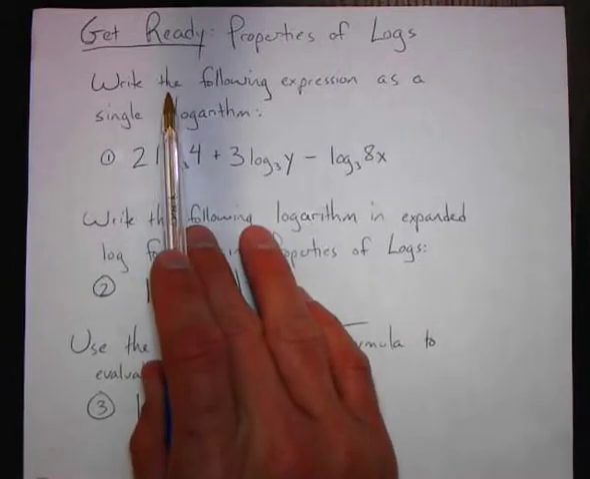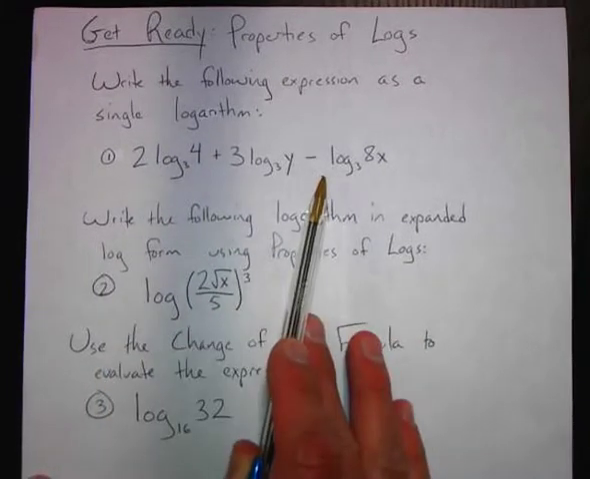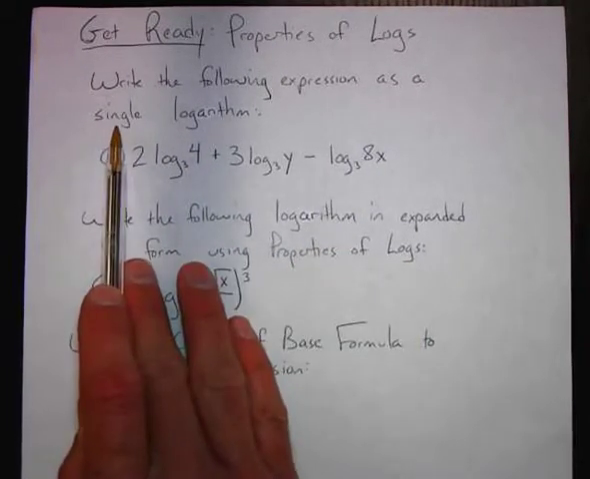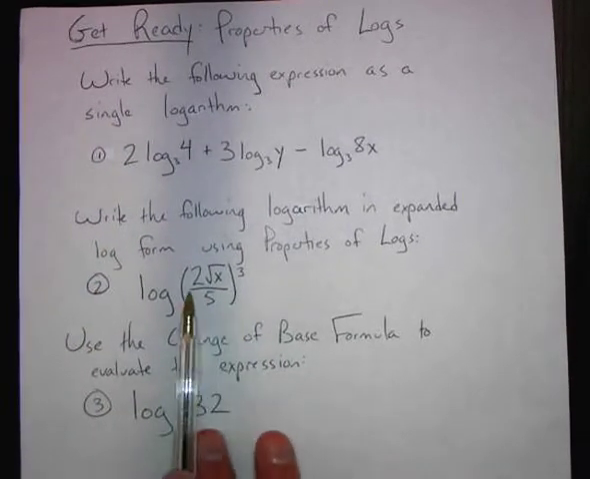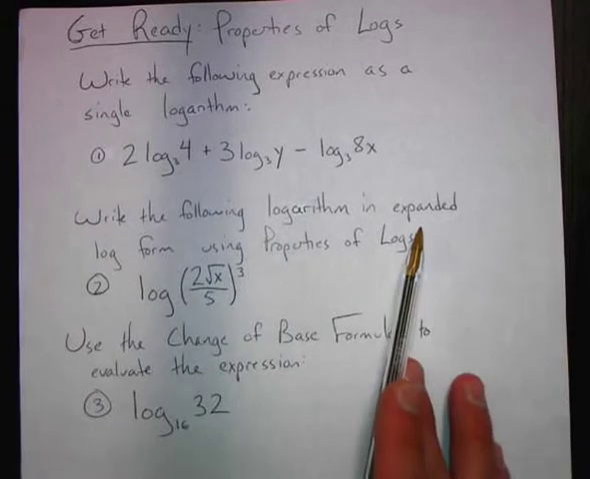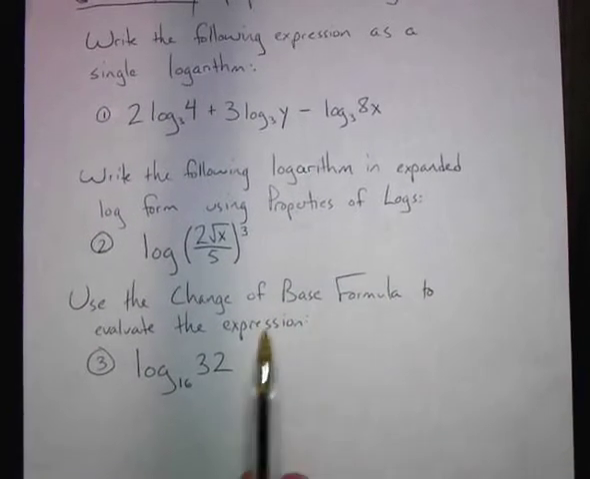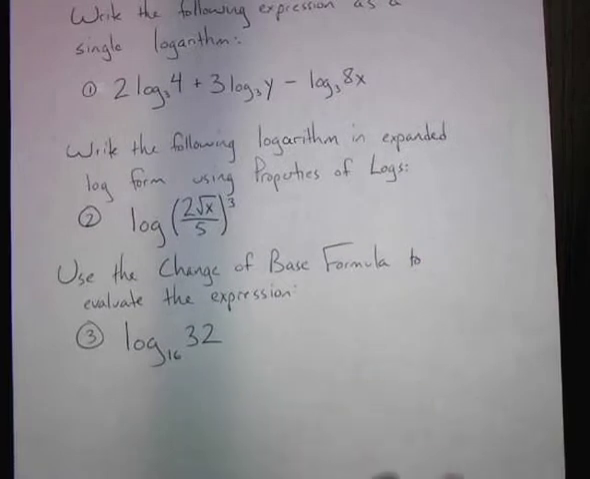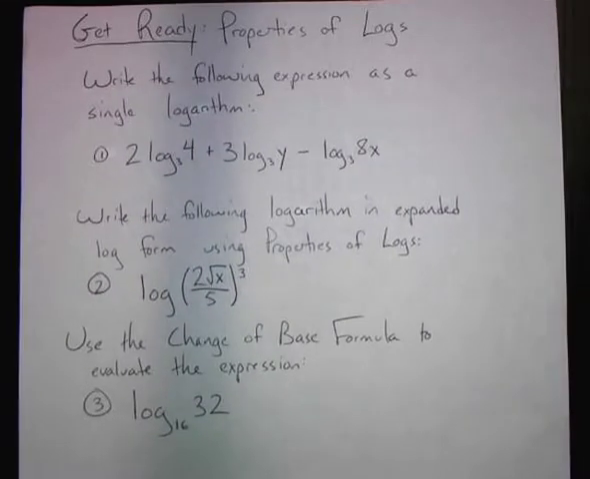So the first thing we'll do is take a crazy looking logarithm expression and then condense it, write it as a single logarithm. And then we're going to take a condensed single logarithm and expand it out as much as we can using properties of logarithms. And then we're going to use something called a change of base formula to evaluate expressions. And so all of this stuff that we can do with logarithms.